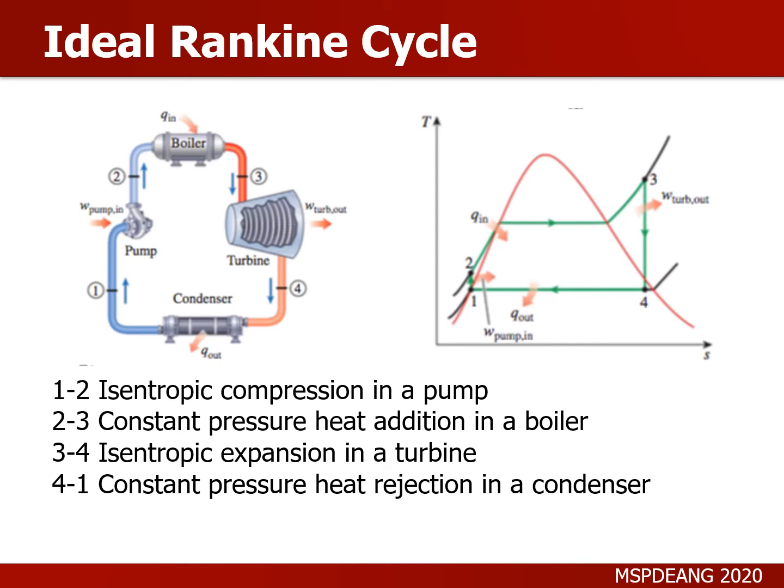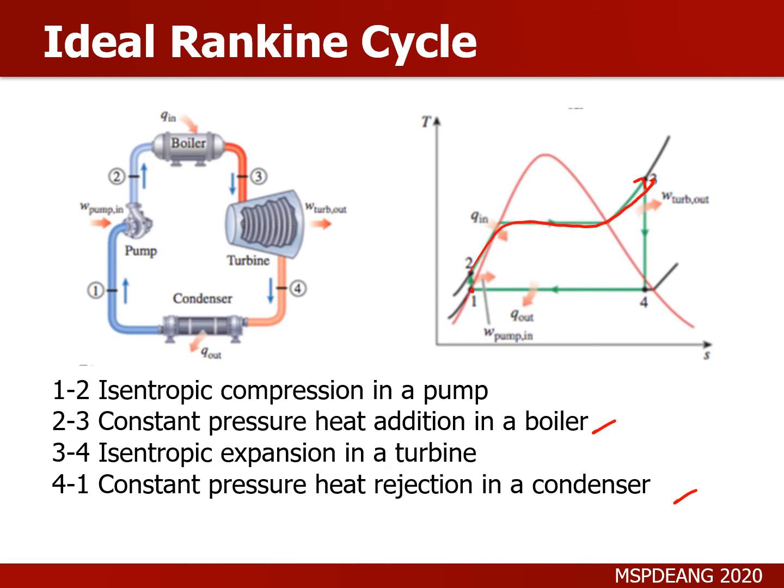However, instead of two constant temperature steps, we now have two constant pressure steps. You have your constant pressure heat addition in a boiler and a constant pressure heat rejection in a condenser. So our steps here is isentropic compression from a saturated liquid to a subcooled liquid, step 1 to 2. Then step 2, constant pressure heat addition in a boiler, 2 to 3.